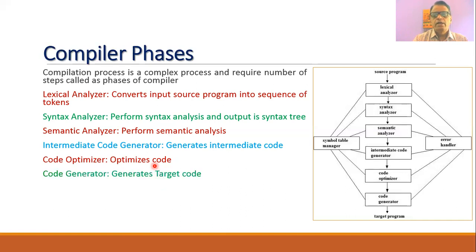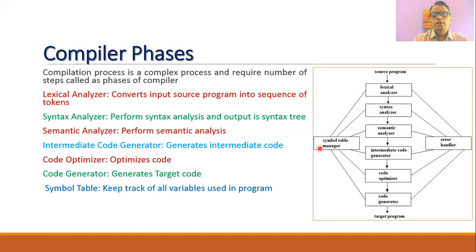The code generator is the final phase of the compiler where it will generate the target code. So one can say that the assembly language code, or the code that can be directly understood by the machine, can be an output of the code generator.